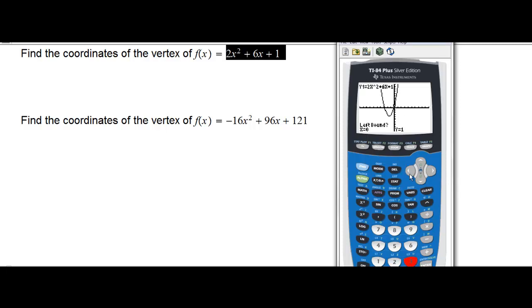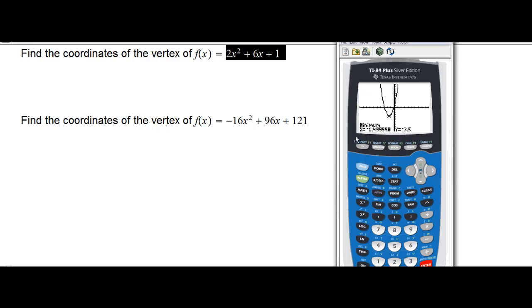It says give me a left bound for your minimum. So I'll just go to the left of this here. This is the left bound for our minimum. Are you with me? Yeah. Then it's asking for a right bound, so I'll go to any point on the right of that. Press enter again. And then it asks for a guess, so any guess value is going to work probably.